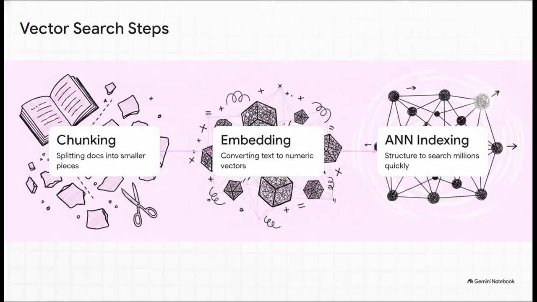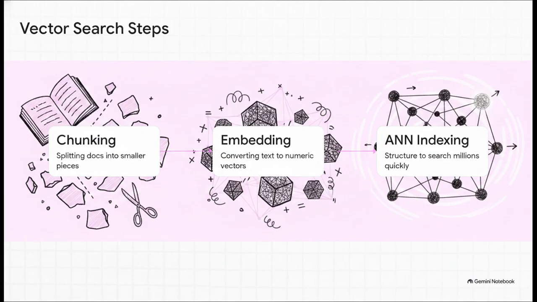To actually make this happen in practice, there's a very specific pipeline running behind the scenes, and it breaks down into 3 steps. First up, we have chunking. You obviously can't just shove a massive 500-page manual into an AI all at once. You have to split the documents into smaller, digestible pieces, or chunks. Second, you take those chunks and pass them through a model to create the embeddings, basically converting those paragraphs into the numeric vectors we just talked about.